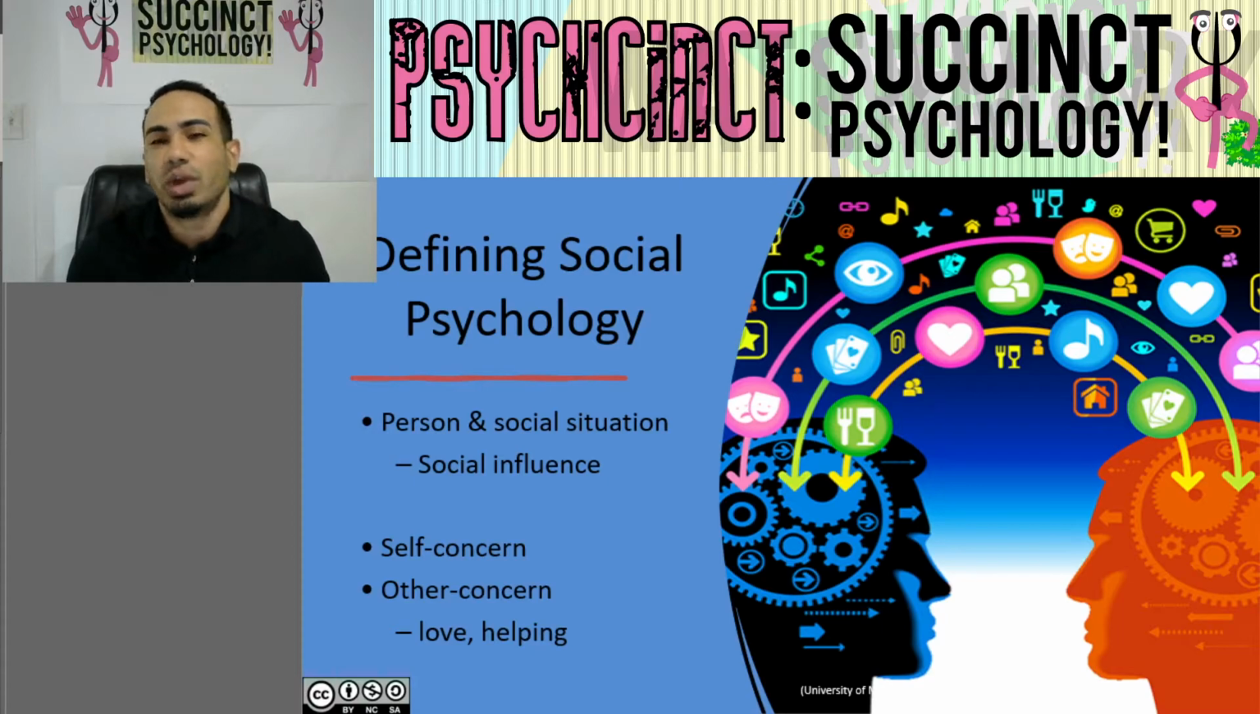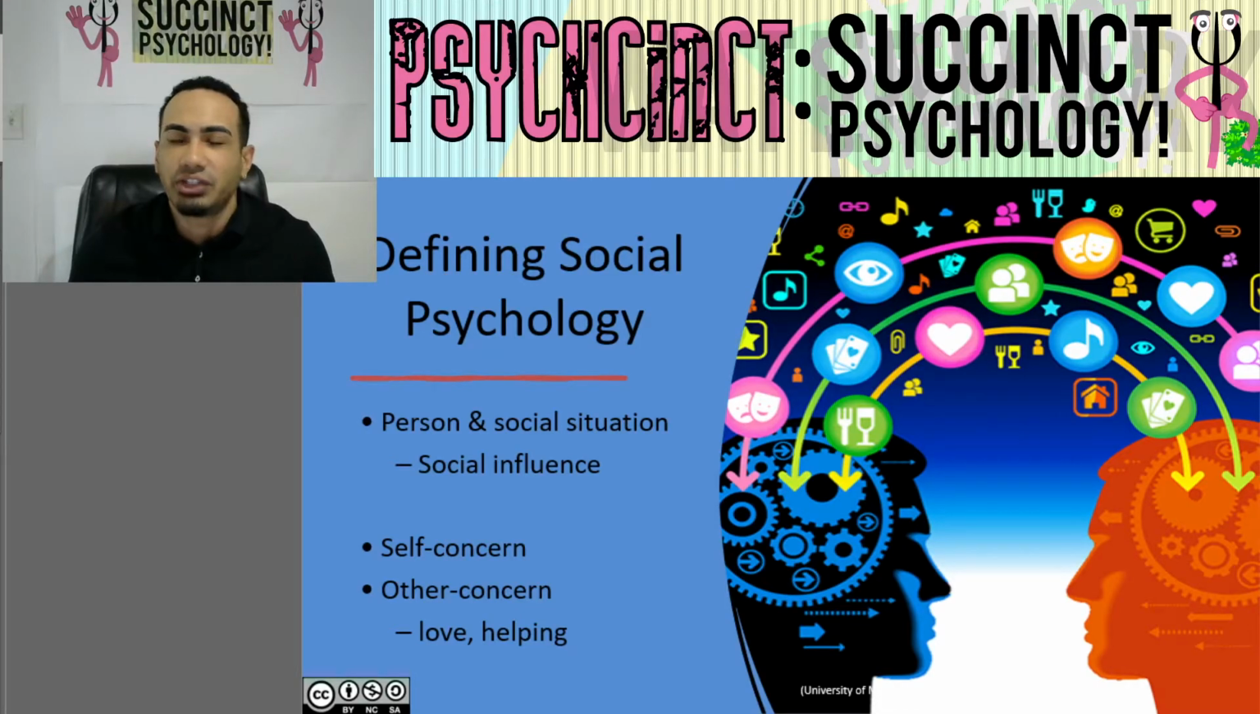And our social situations create social influence. And social influence is the process through which other people change our thoughts, feelings, and behaviors, and the ways in which we change theirs. One of the biggest motivations within people relates to the self.